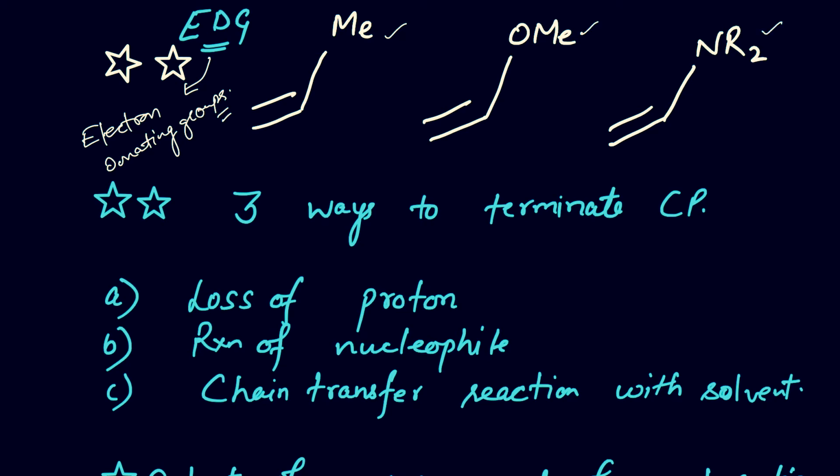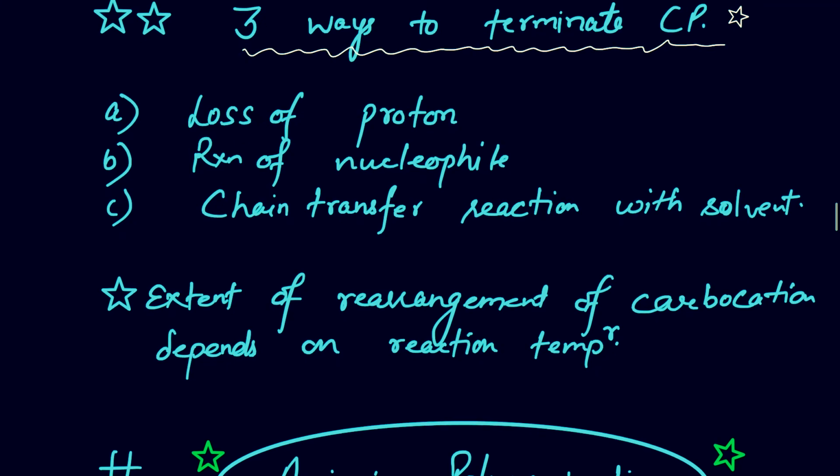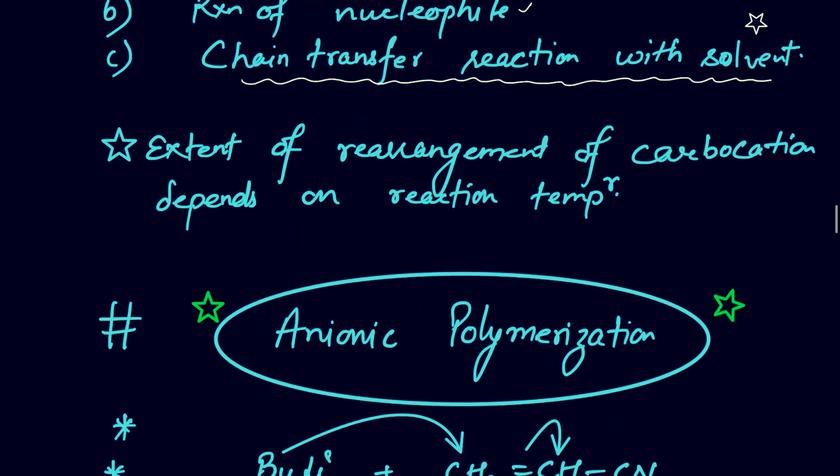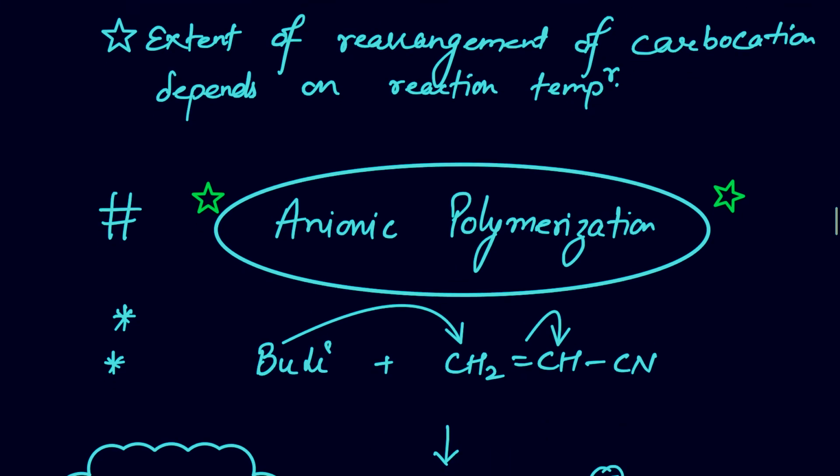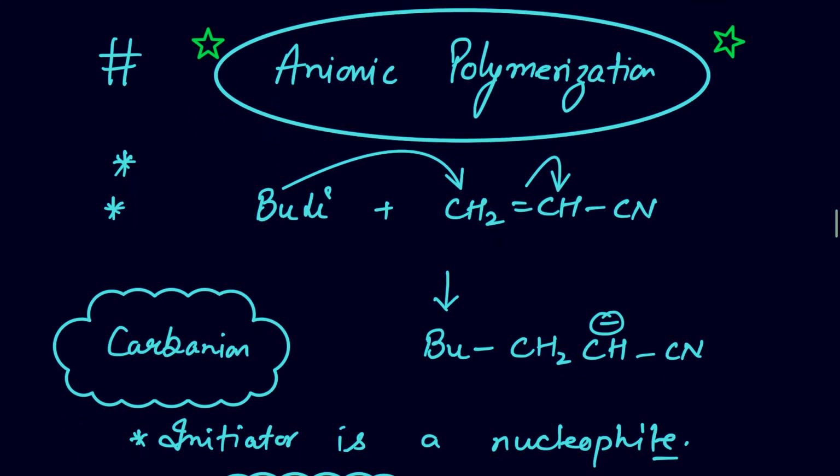Now let's understand the ways to terminate cationic polymerization. There are basically three ways to terminate cationic polymerization. It can be done either by a loss of proton or reaction of a nucleophile or by chain transfer reaction with the solvent. As we very well know that carbocations undergo rearrangement, the extent of rearrangement of carbocation depends on the reaction temperature. Now let's discuss a few more points about anionic polymerization.